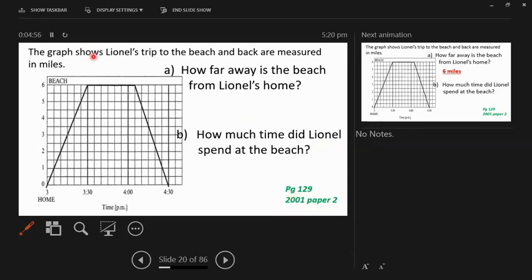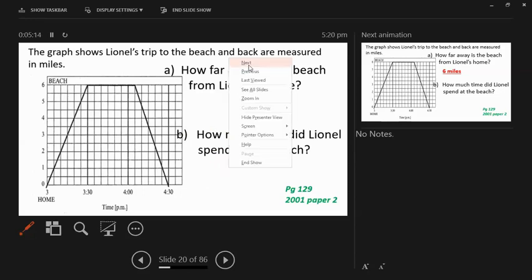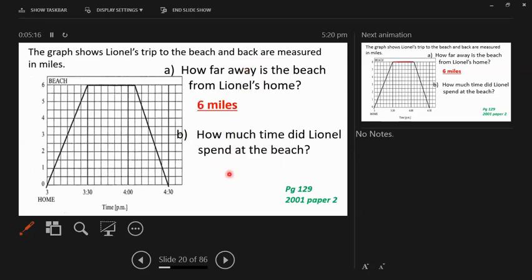So the graph shows Lionel's trip to the beach and back. Distances are measured in miles. How far away is the beach from Lionel's house? Can anybody guess? Place it in the chat box for me, please. 6 miles. Very good. 6 miles.